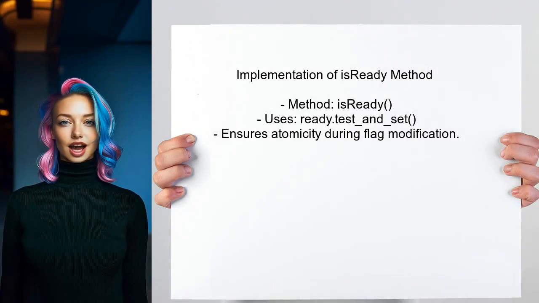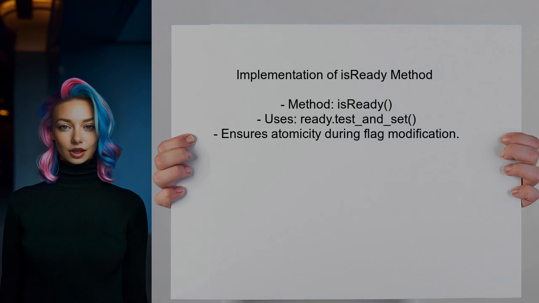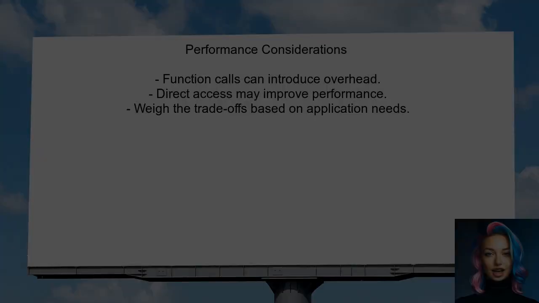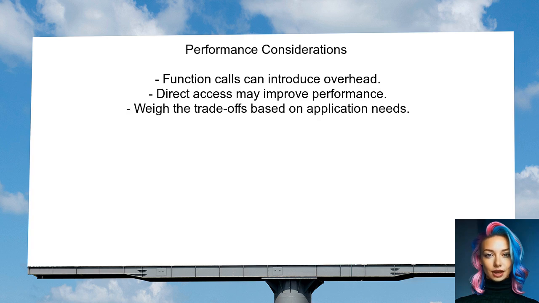Next, let's look at the implementation. The user has a method called isReady that uses the test_and_set function. This function is atomic, meaning it will safely modify the atomic flag even when accessed from multiple threads. However, the user should be aware that while the atomic operation is safe, the function call itself may introduce some performance overhead. If performance is critical, they might consider accessing the atomic flag directly.